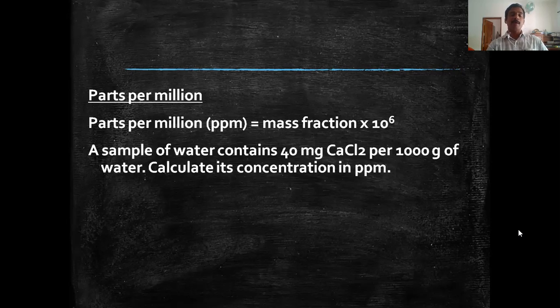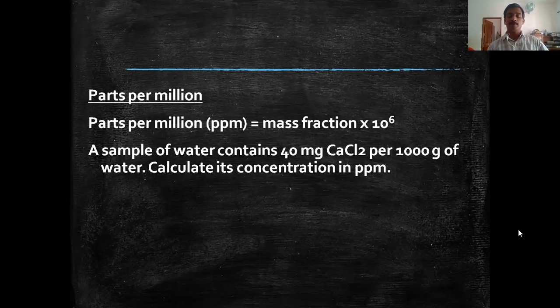Okay, we can solve a problem. A sample of water contains 40 milligram, not 40 gram, 40 milligram calcium chloride per 1000 gram of water. Calculate its concentration in ppm. So here, what is mass of solute? 40 milligram, that is equal to 40 into 10 raised to minus 3 gram, or 0.04 gram. Mass of solvent is 1000 gram. So mass of solution is 1000 plus 0.04, approximately we can take it as 1000.